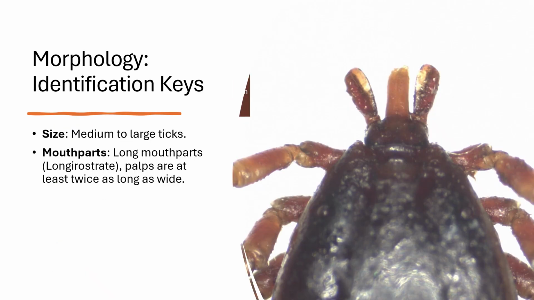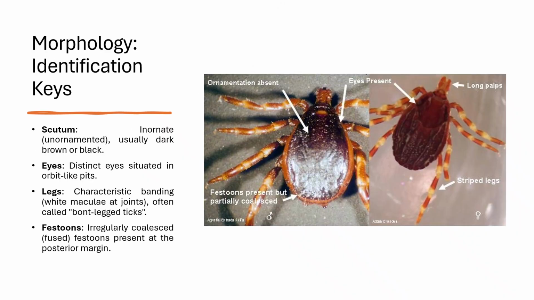The genus Hyalomma are medium to large ticks. The Hyalomma is also often described as longirostrate due to their elongated mouthparts. The palps are at least twice as long, as shown in the diagram. For the scutum, this is described as inornate or unornamented, usually dark brown or black, as shown in the diagram. The eyes are present, so they have distinct eyes situated at the orbit pits.